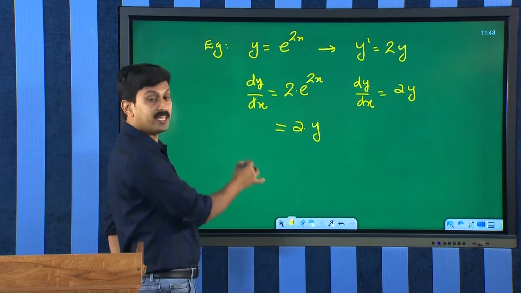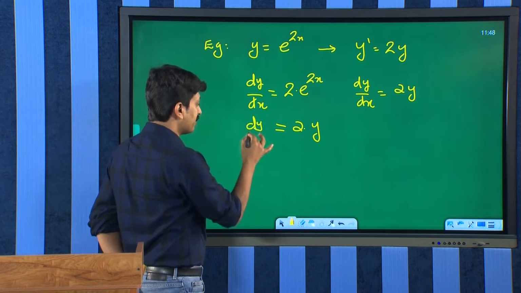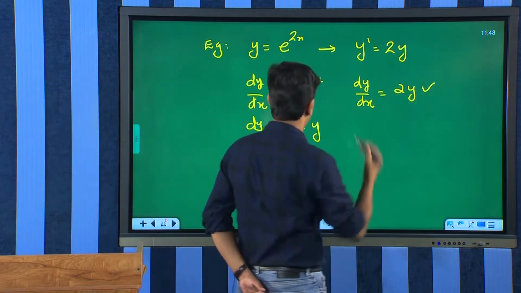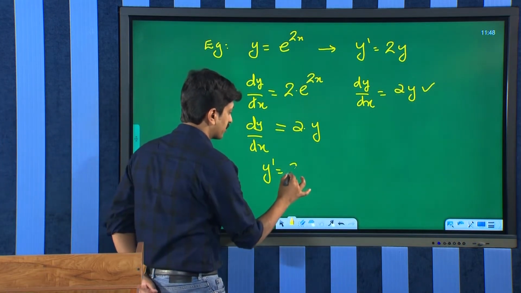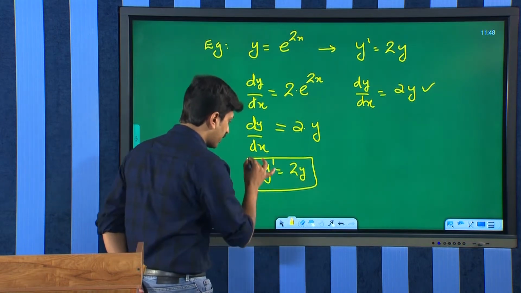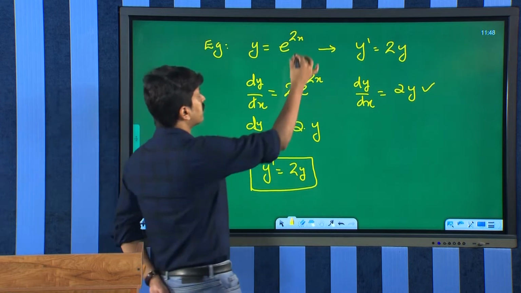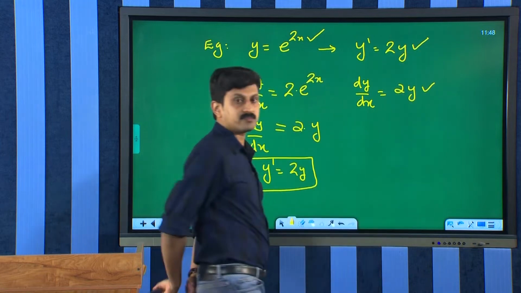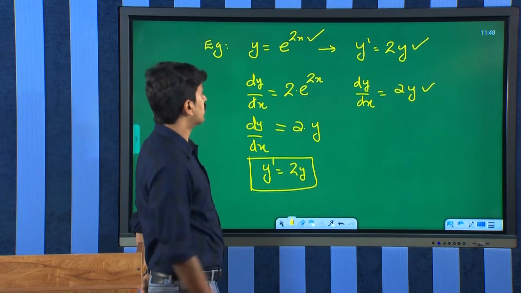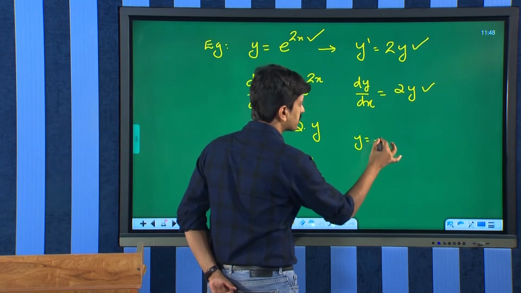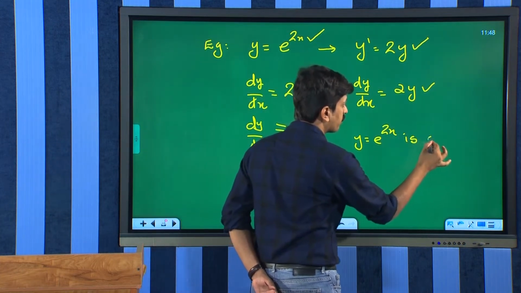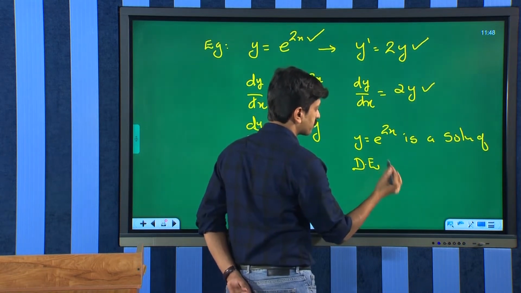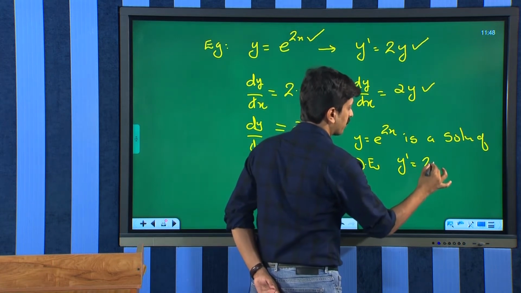Therefore, dy by dx is equal to 2y, that is, y dash is equal to 2y. So simply we can say that the function y is equal to e raised to 2x satisfies the differential equation. Therefore, y is equal to e raised to 2x is a solution of the differential equation y dash is equal to 2y.